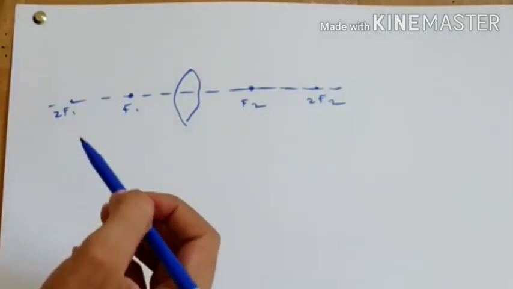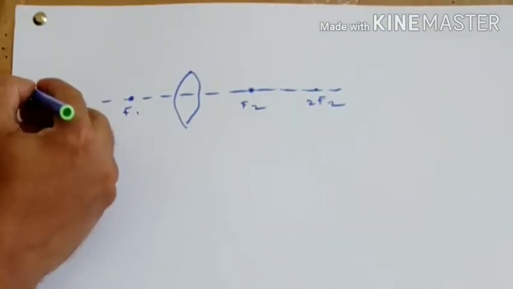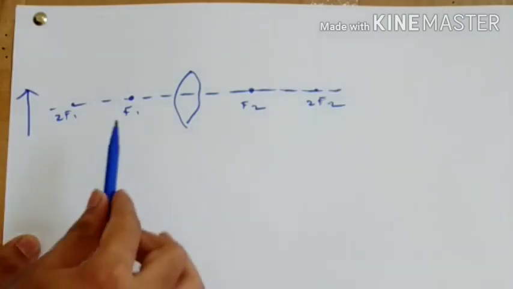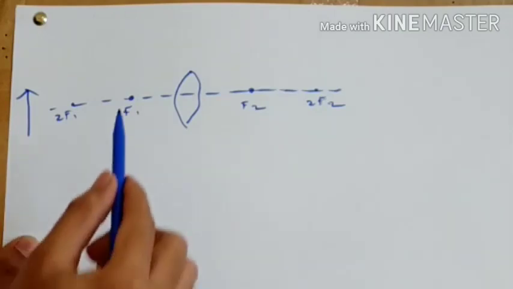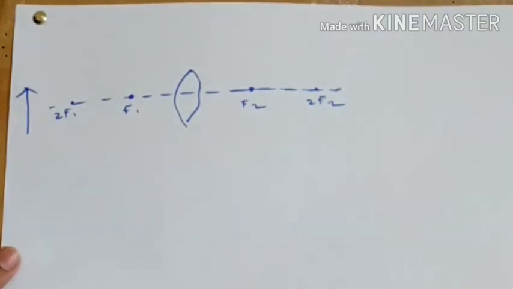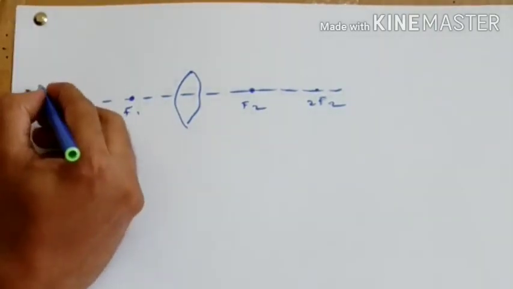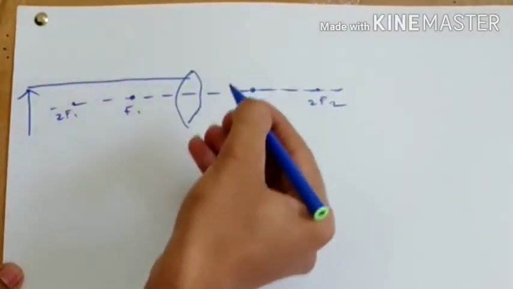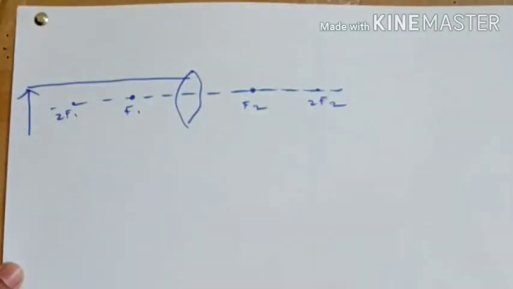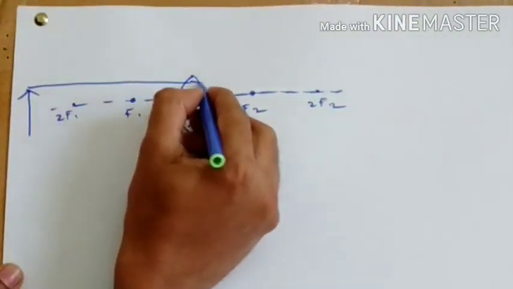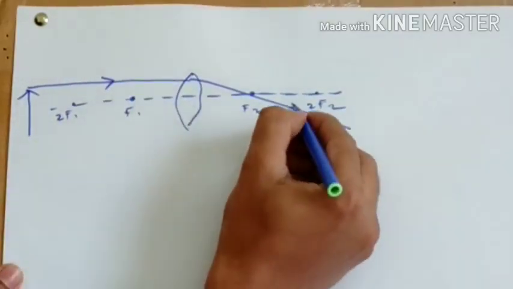So there is some object that is placed at infinity. Let us say this is our object. Now because the object is very far away, all the rays that are coming from the object are going to be parallel to the principal axis. If you remember, the same rule was followed when we were talking about mirrors. If an object is at infinity, all rays are considered parallel to the principal axis. So one ray comes parallel to the principal axis. After refraction, it will pass through f2. I hope you remember the rule. So that ray will go through f2. This is the first ray.